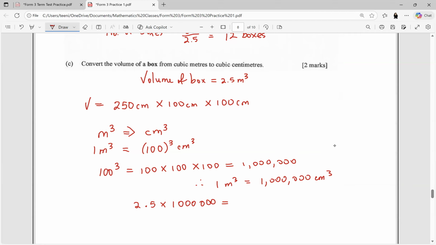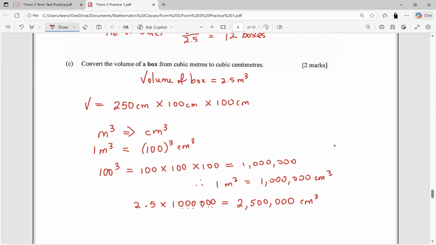That would give you, well, when you multiply by a power of 10, you move the point the number of places that there are zeros. So you'll have to move this point 6 places to the right, which will give you 2.5 million, 2,500,000. That's your answer. So 2,500,000 cm cubed.